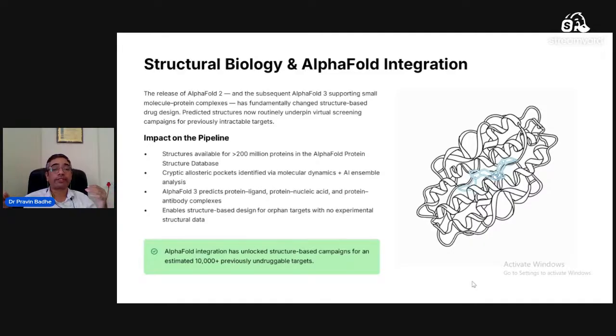So that way, what is happening now? It can be useful for diseases like cancer, also for rare disease targets, because sometimes there is no data available for those types of diseases. Also, more than 200 million proteins are available in the AlphaFold database. It can help in pocket identification via molecular dynamics and AI ensemble analysis. AlphaFold 3 is predicting protein-ligand, protein-nucleic acid, and protein-antibody complexes.